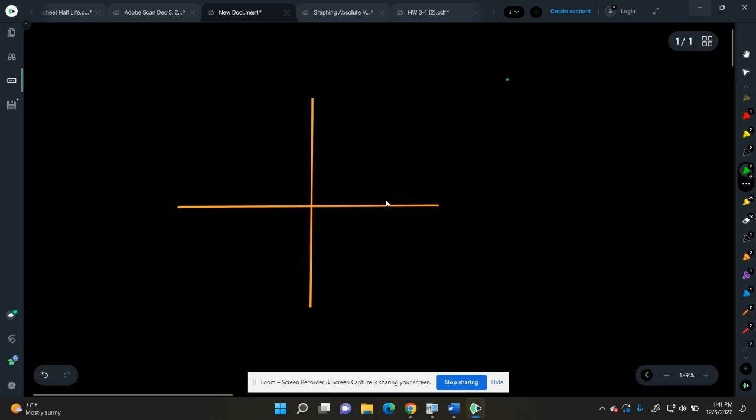Okay, let's start with plotting some points to see what an absolute value equation looks like. When x equals 0, what does y equal?